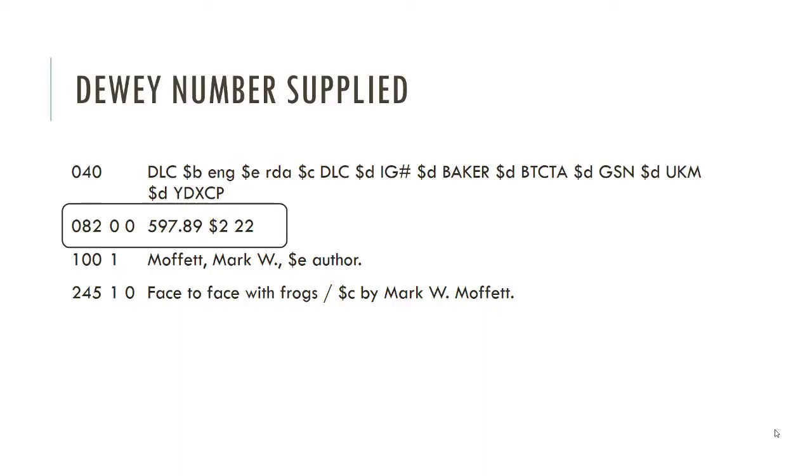So here's where you would find that in a record, in that 082 field. In this case, those two zeros after the 082 basically mean that this is a Dewey number that was assigned by Library of Congress. So it's pretty authoritative. And that subfield 2 is for the edition of Dewey Decimal Classification that was used to create this number. So 22, we're on the 23rd edition now, so 22 is good.